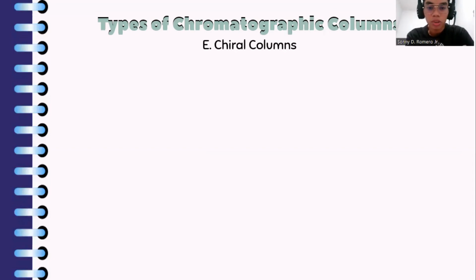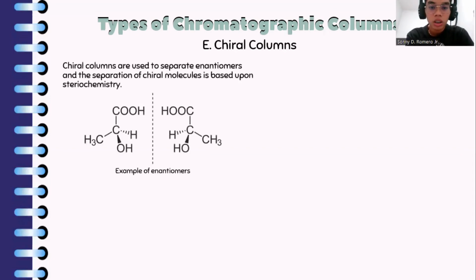Lastly are the chiral columns. Chiral columns are used to separate enantiomers, and the separation of chiral molecules is based upon stereochemistry. A quick recall on what enantiomers are: these are two compounds with the exact same connectivity that are mirror images of each other, but that are not identical to each other. So going back to chiral columns, these columns have a stationary phase that selectively interacts with one enantiomer over another.